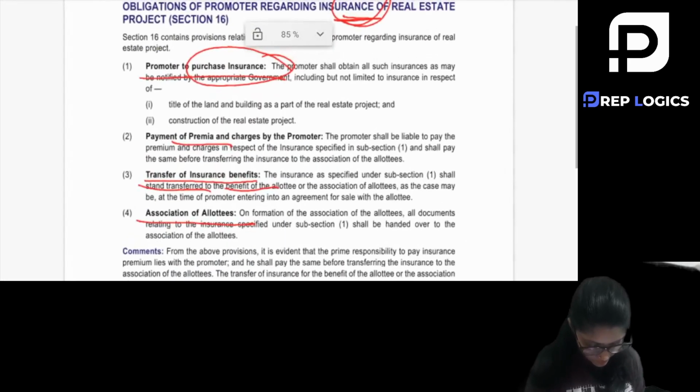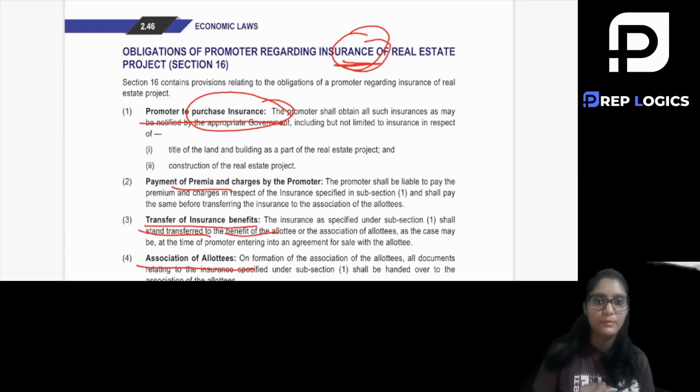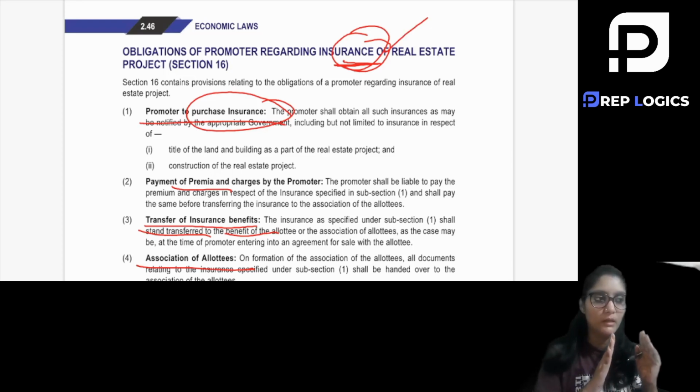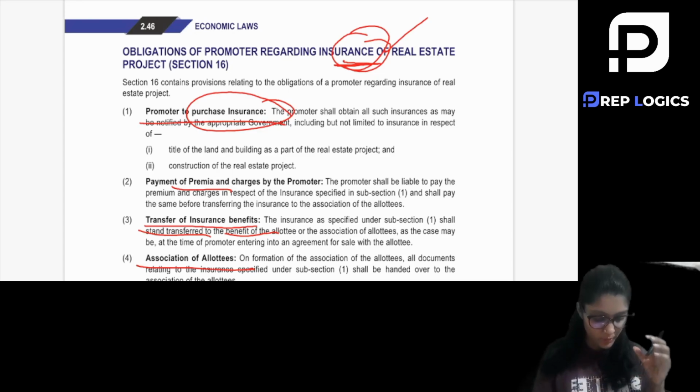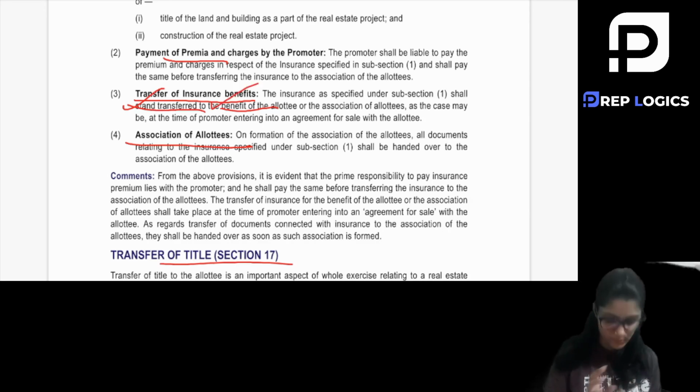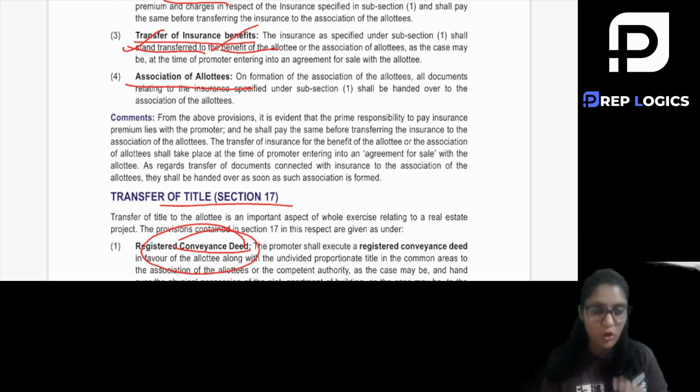Examples, etc. You once read it. Now it is the responsibility of the promoter to get insurance. Once the real estate project has been completed, the insurance is going to be shifted. The insurance policy is now transferred, and the insurance benefit goes to the allottees. And for the common areas, all the documents are given to the associations of allottees.